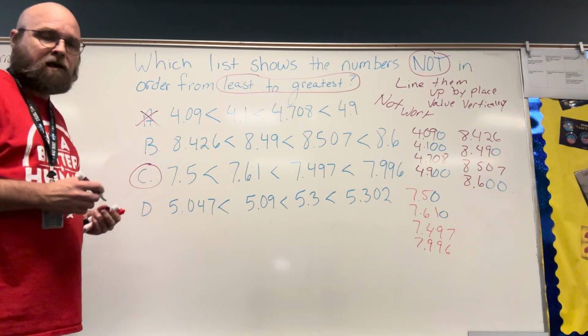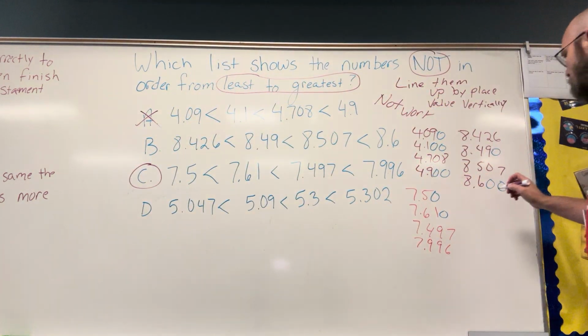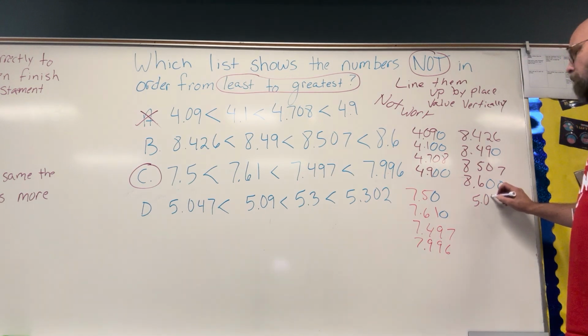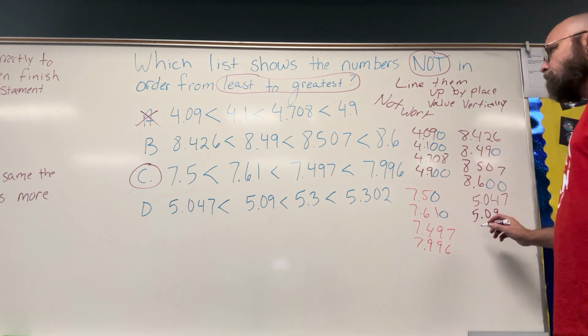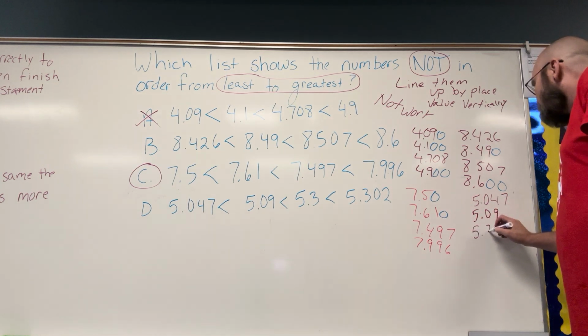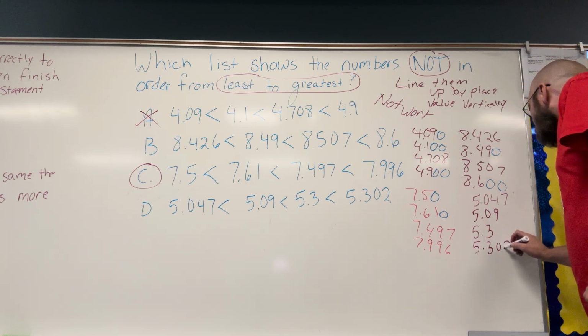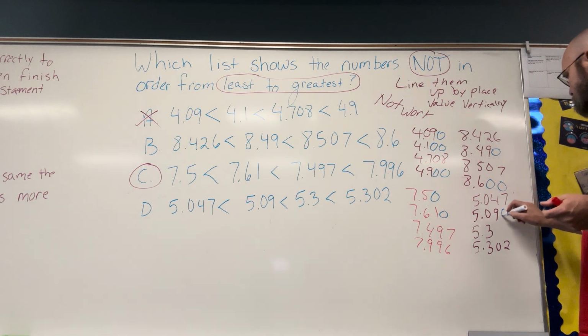We're going to check D just to make sure, because we always want to make sure we get our answers right. We care. Yes, we do. So we have 5 and 47 thousandths. We have 5 and 9 hundredths. We have 5 and 3 tenths. We have 5 and 302 thousandths. We want to make sure they all go out to the smallest place value. So this one goes out to the thousandths, and this one goes out to the thousandths. So I need all of them to go out to the thousandths.